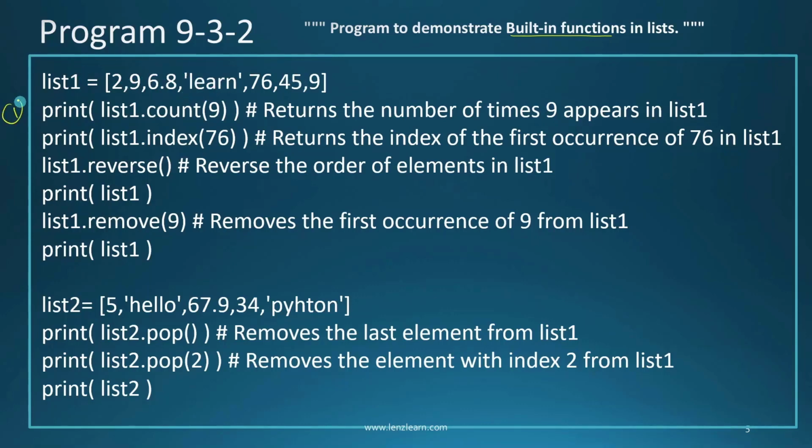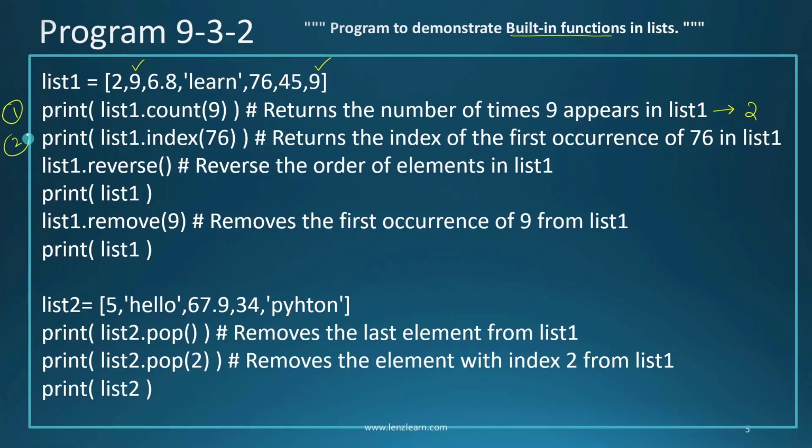In the first print statement, I am trying to count how many times the number 9 appears in this list. Here you can see 9 appears one time, and here 9 is appearing a second time. So the result will be printed as 2. In place of 9 you can give a string or a floating point number. It will just search, find it and count it and give you the result.